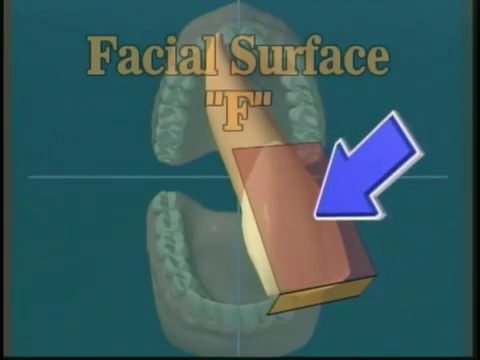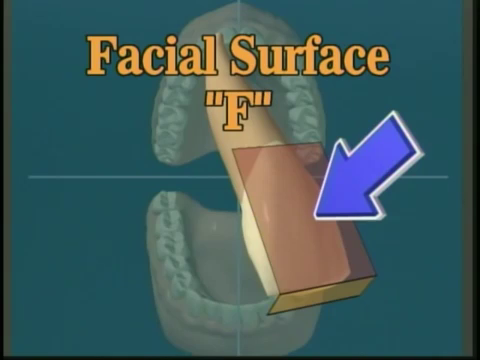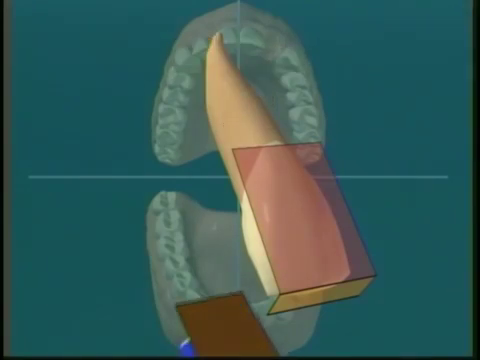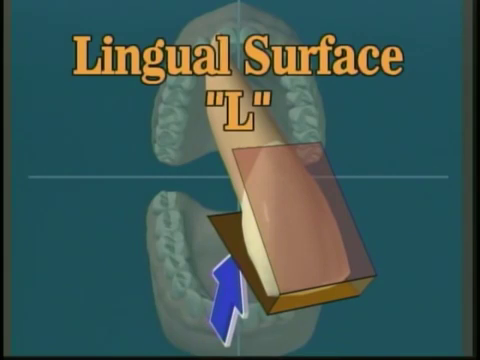The large flat surface facing out toward your face or lips is referred to as facial, sometimes referred to as labial. The abbreviation is F. The large flat surface directly opposite the labial on the tongue side is referred to as lingual, abbreviated L.